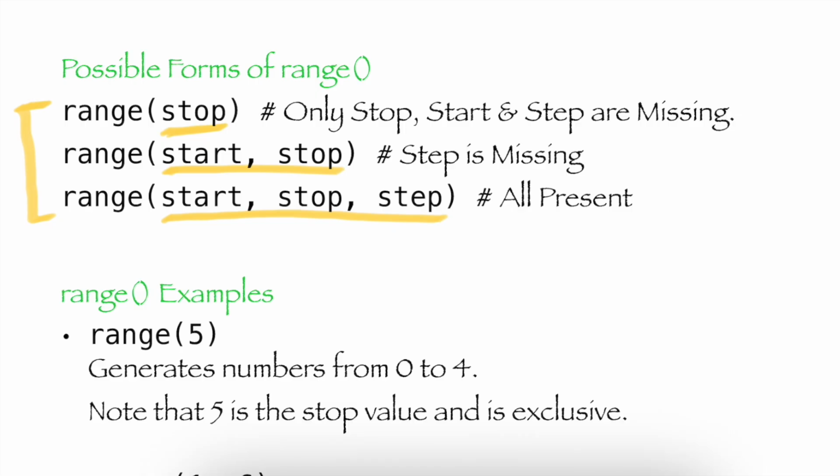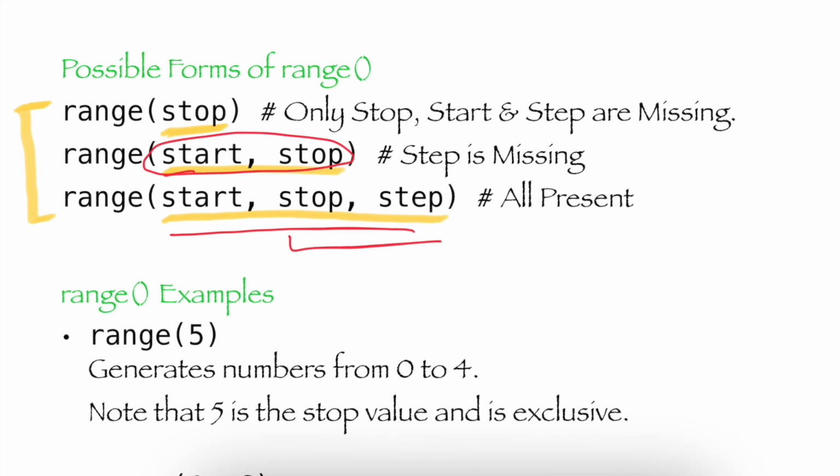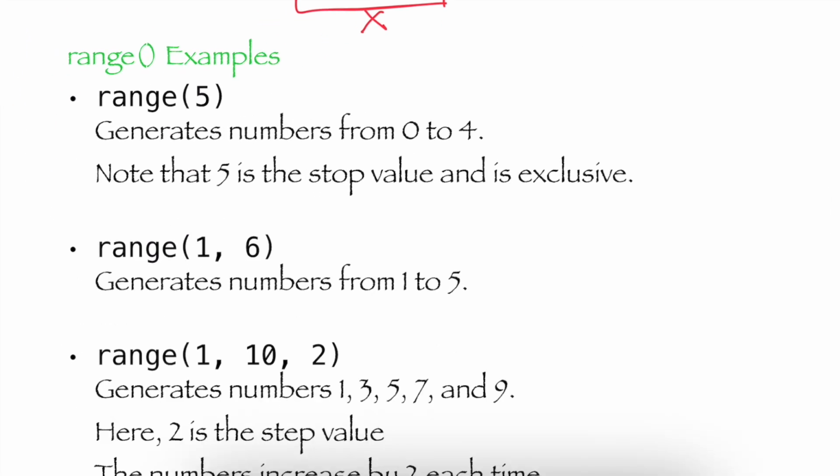Notice something important here. We cannot skip only the start value. If the start value is missing, then the step must also be missing. This restriction exists because Python reads values from left to right. If we only provided 2 numbers, Python would always treat them as start and stop, not stop and step. Because of this ambiguity, Python allows only these 3 specific forms. Let's look at some examples to make this clearer.